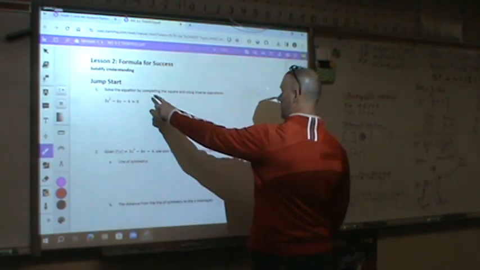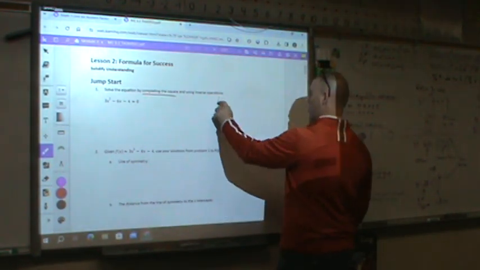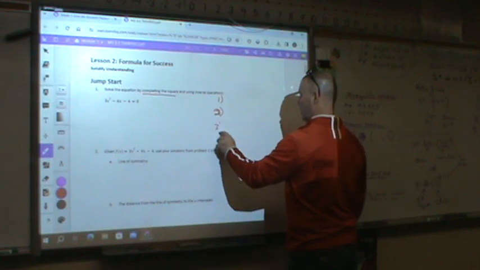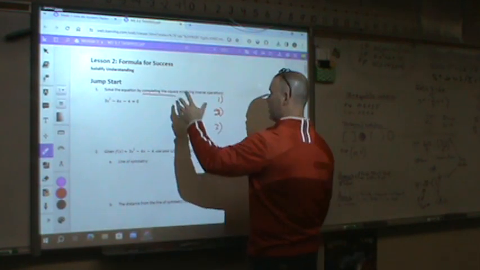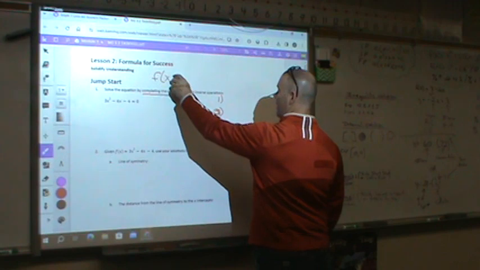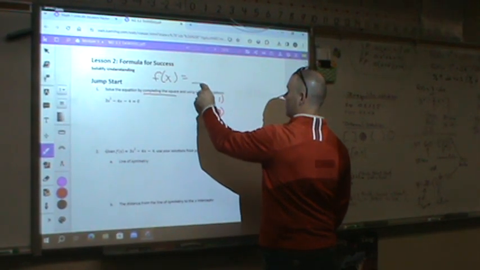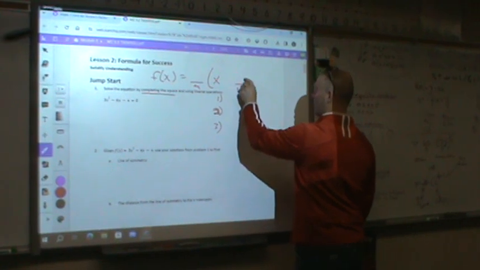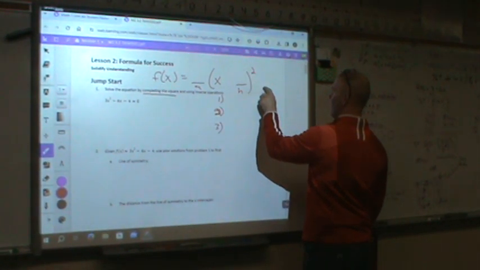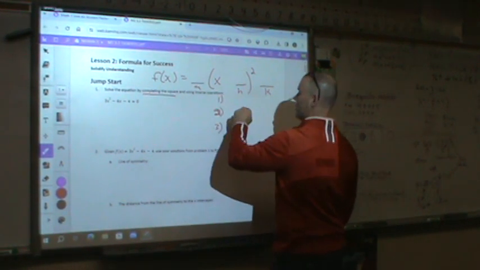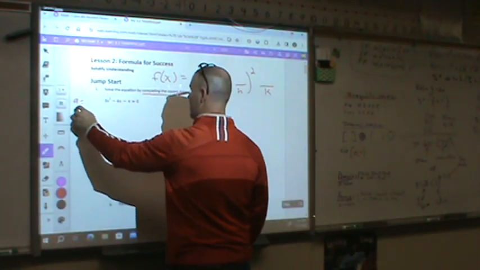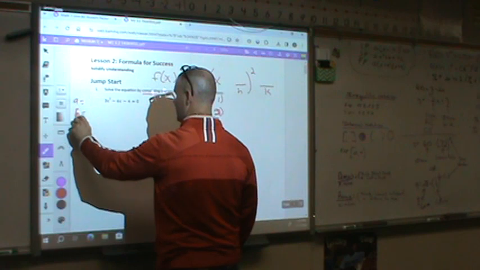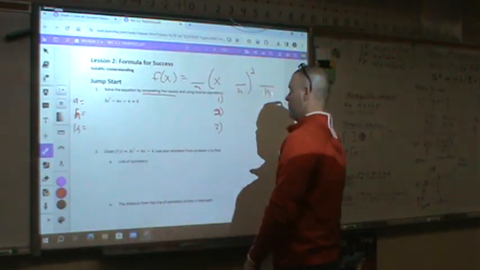So solve the equation by completing the square. This is review. There are 3 steps in completing the square that we need to do. When we complete the square, we put it in the form f of x equals a times (x plus or minus h) squared plus or minus k. So a, h, and k. I need to know what a is, what h is, and what k is. Right? I need to know what those are.